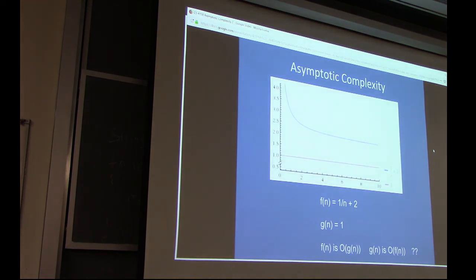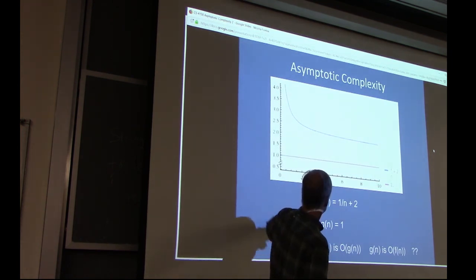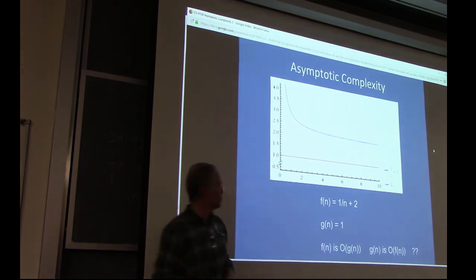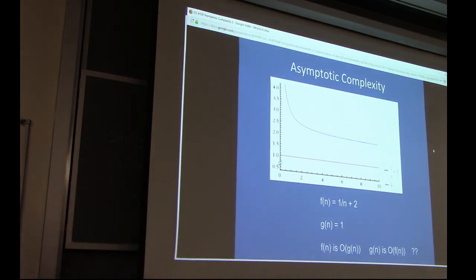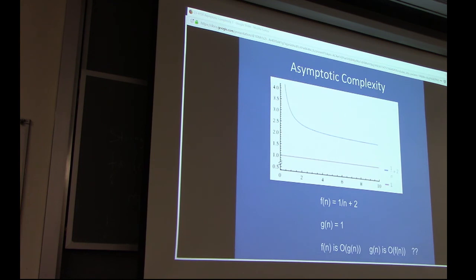So here's an example. There's f of n up there, and here's g of n right here. So the question is: is f of n O of g of n? Is g of n O of f of n? Which, if either, is true?